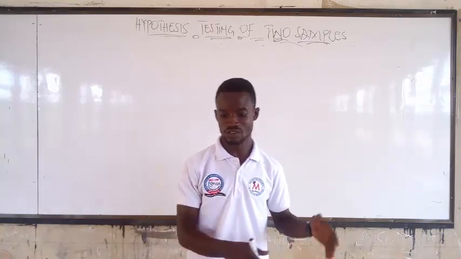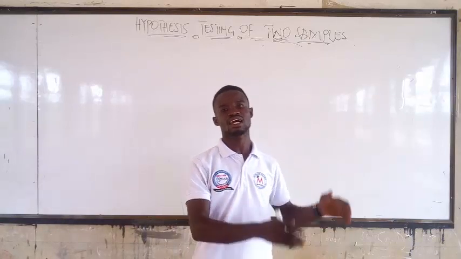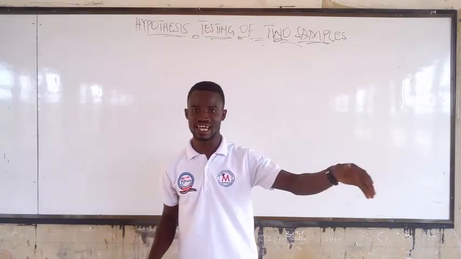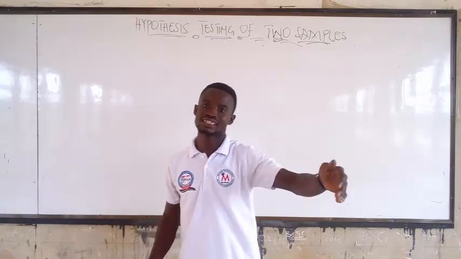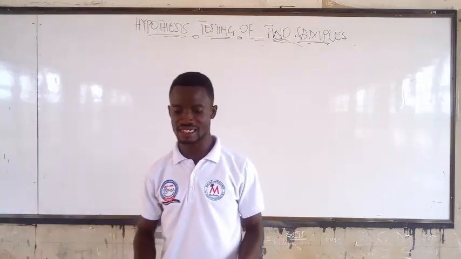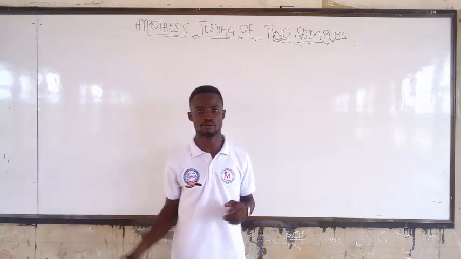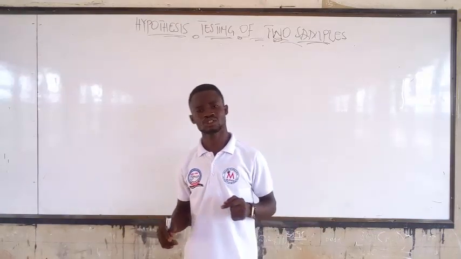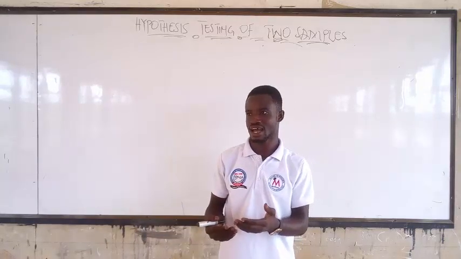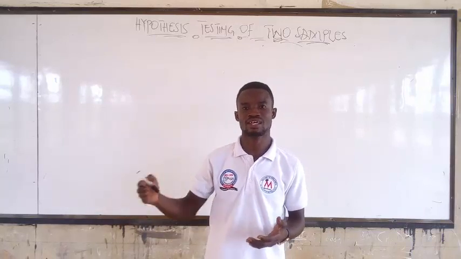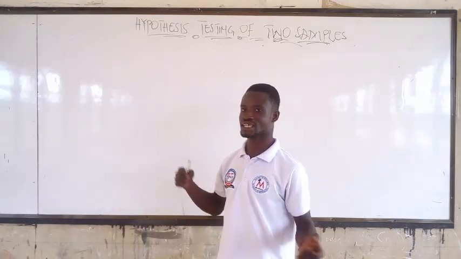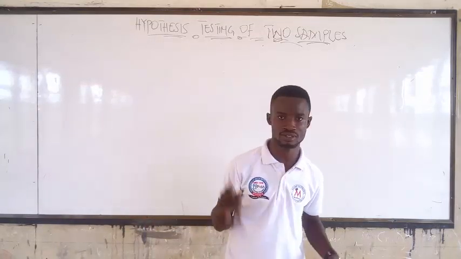But what we are going to do here is the independent and dependent. Under the independent, we have the large sample and the small sample. But with the dependent, there is nothing like large sample and small sample. So we have to go into how we can identify that a certain question, claim or statement is independent or dependent. That's what we are going to do right now. Stay tuned.